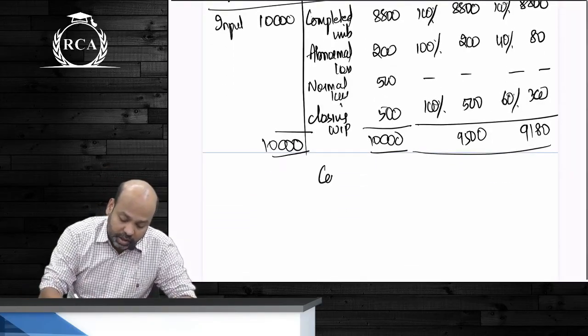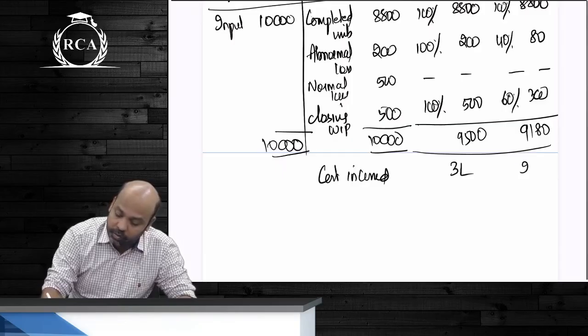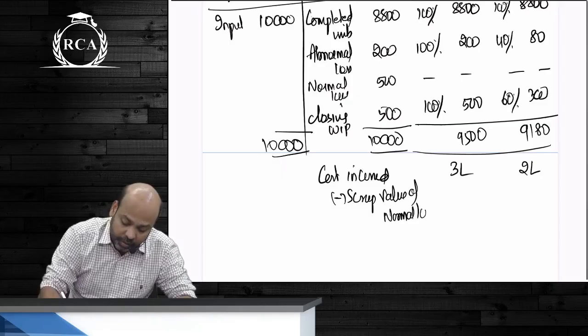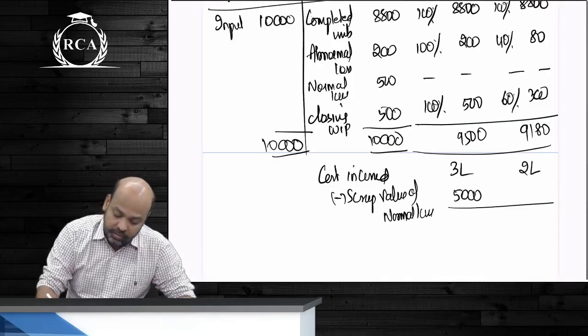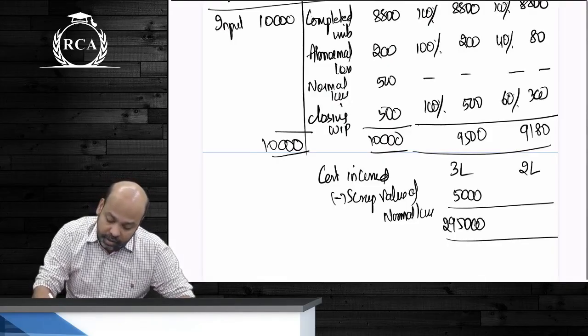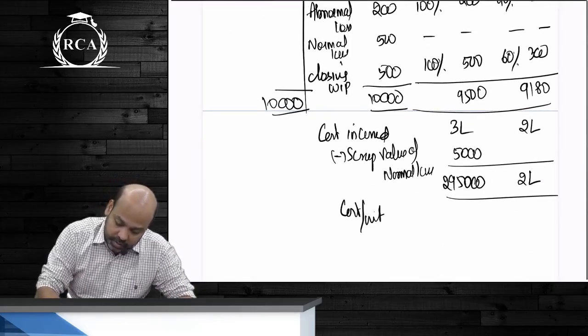Cost incurred कितना है बेटा material के लिए? 3 lakhs. Labor and overheads. But don't we deduct scrap value of normal loss, beta? Do I deduct scrap value of normal loss, guys, from material or from labor and overheads? How many units? Same, beta. 500 units at 10 rupees. So this will become 2,95,000. This will become cost per unit, कितना हो जाएगा बेटा?